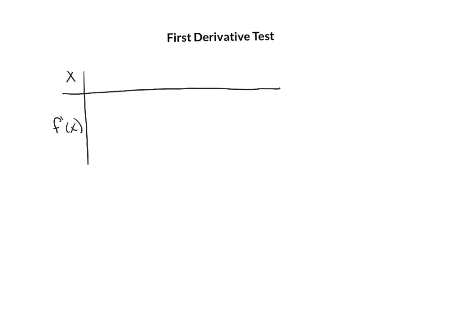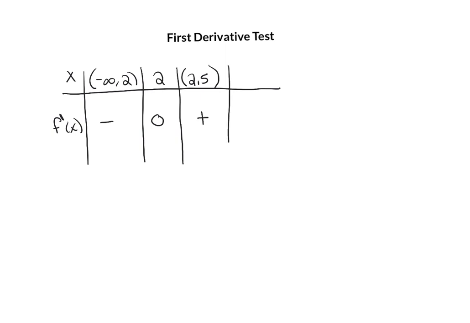So I have x values, and I have the sign of f prime of x. Let's say I've got negative infinity to 2 on this interval. F prime of x is negative. At 2, there's a critical point at 0. And then from 2 to 5, the sign of f prime of x is positive. At 5 is a critical point, 0. And then from 5 to infinity, the sign of f prime of x is negative. So what does that mean?